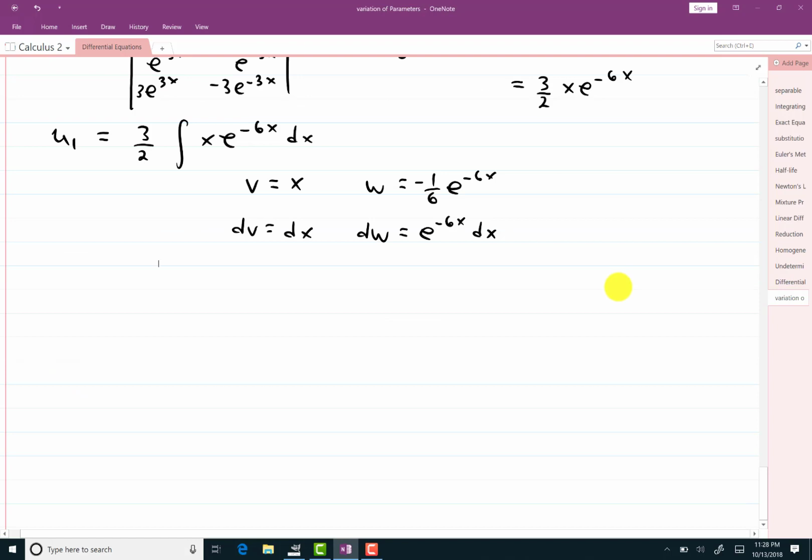Alright, so when I do integration by parts, I take this times this. Don't forget there's a 3/2 in front of that. So it'll be 3/2 times x times negative 1/6. I'll get negative 1/6 x e to the negative 6x. Then you do the subtraction of this part, so that'll be plus 1/6 the integral e to the negative 6x dx.